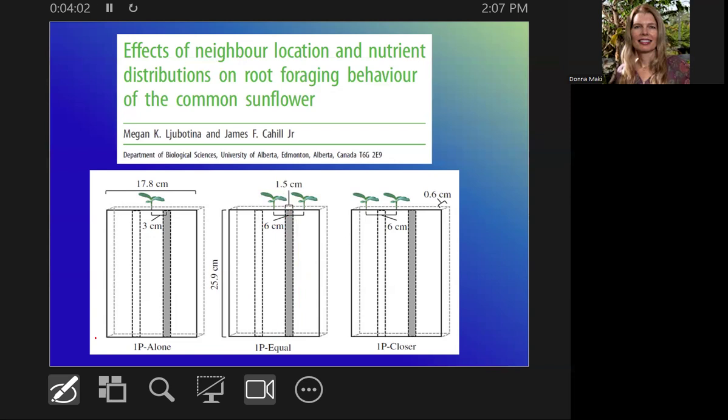And then this third one on the far right has two plants. This is the one they were zooming in on and took measurements from. They said, what's going to happen when the nutrient patch to the right of it is better than the one to the left, and it also has a neighbor plant to deal with? So here, the next slide shows some of the data.